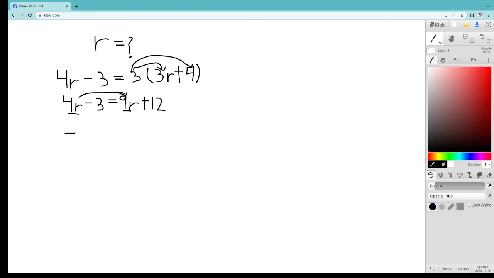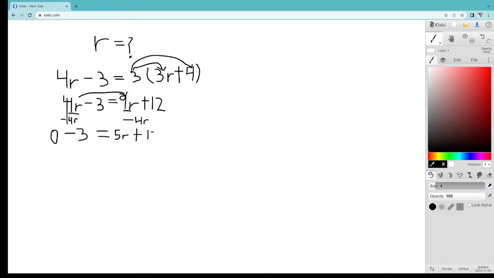I'm left with negative 3, because essentially, if you want to see this step, I'm going to subtract 4r from both sides. So I'm going to do minus 4r there and a minus 4r here. This minus 4r and this minus 4r cancel out, and I'm left with 0 minus 3 is equal to 9r minus 4r. So we're subtracting, so we're left with 5r and the plus 12.